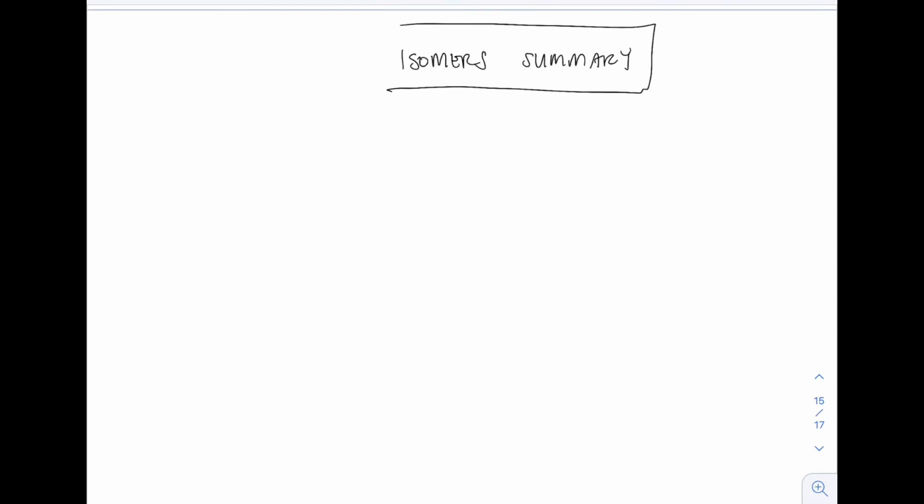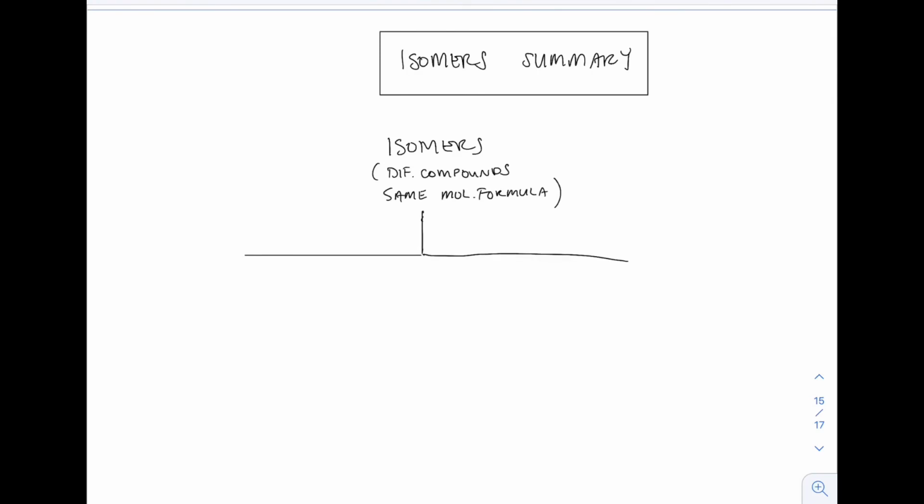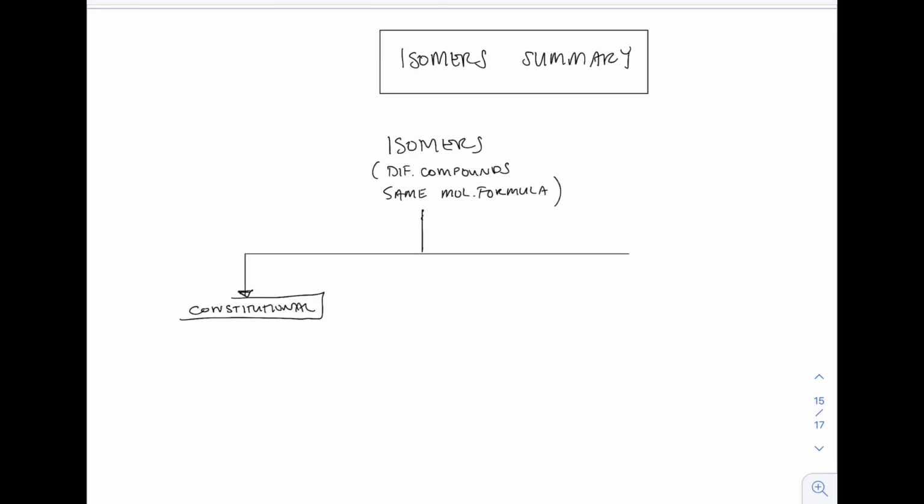Okay, so let's finish it up with an isomers summary. We basically want to remember that isomers are just different compounds with the same molecular formula. Okay, that's the definition of isomers, but we have different classes of isomers, right? We have constitutional isomers, which have the same molecular formula, of course, because they're isomers, but they have different bond connectivity, right? So let's say the oxygen's no longer bound to two carbons, it's bound to a hydrogen and a carbon, right?